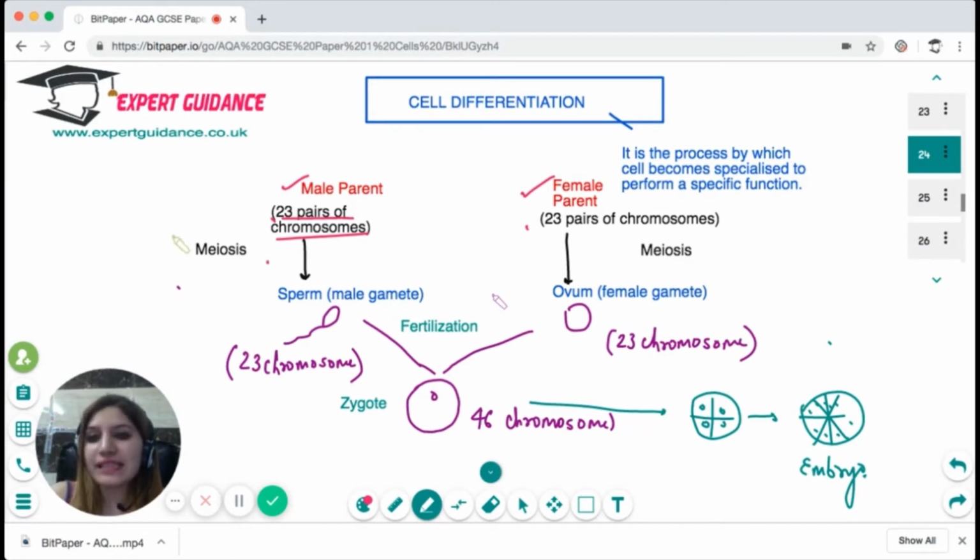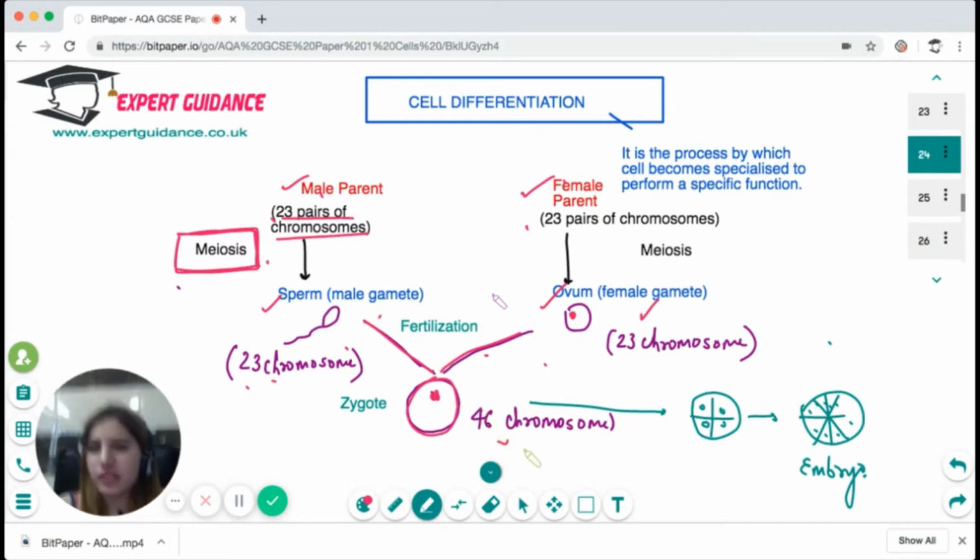Now, male cells undergo another division. We just saw mitosis. There's another division called meiosis, which produces half the number of chromosomes and is required to make the gametes. So the male parent makes a sperm, or a male gamete, and the female parent makes an ovum, or a female gamete, and both have 23 chromosomes. During fertilization, they fuse to form a zygote, and this zygote now has 46 chromosomes. So the number of 46, or 23 pairs, is restored.